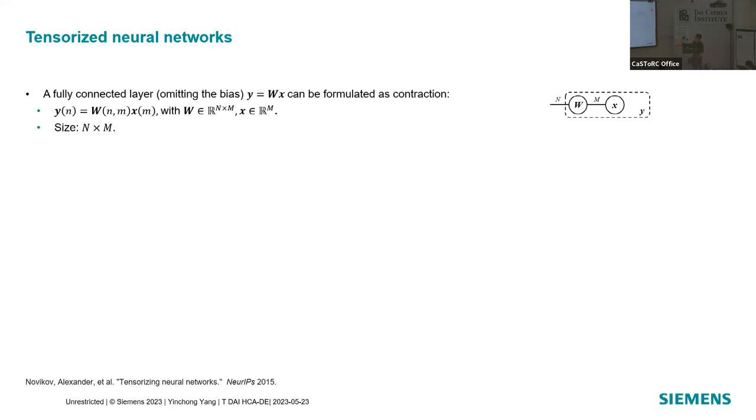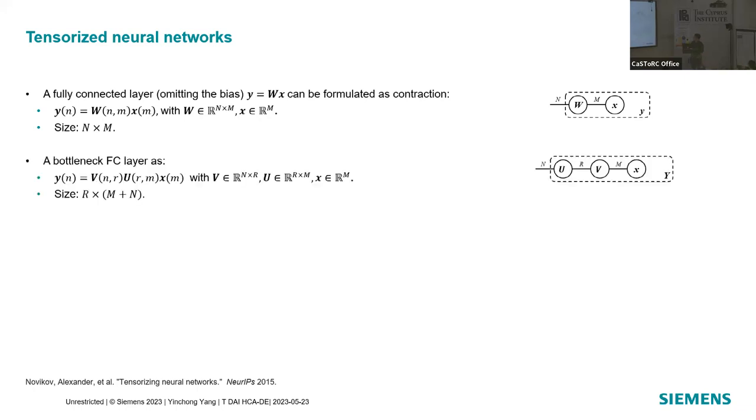And if we write it down using the tensor graph notation, we see that, okay, obviously W has two dimensions, the X has one dimension, and in the graph notation, what happens is that this mode of M is supposed to disappear, and the outcome will have a dimension of N. So the number of parameters that we would need is N times M.